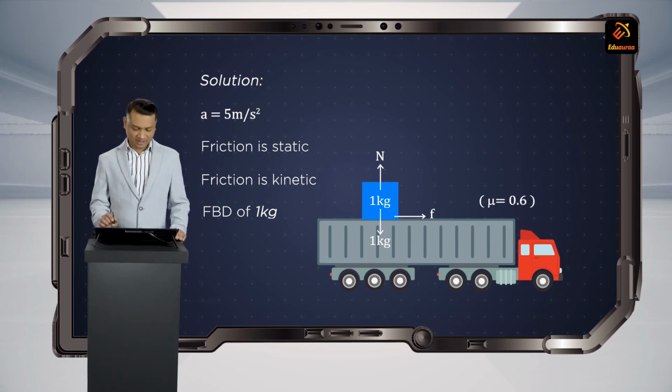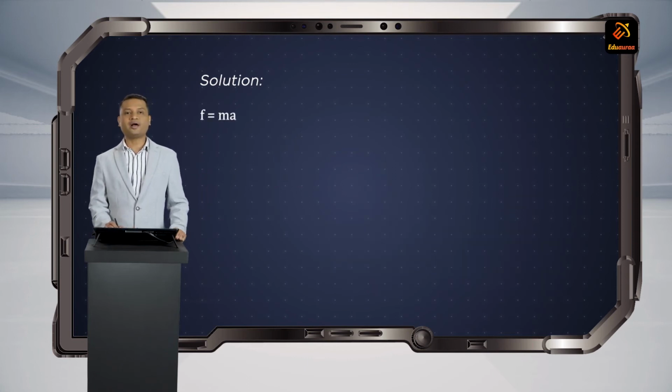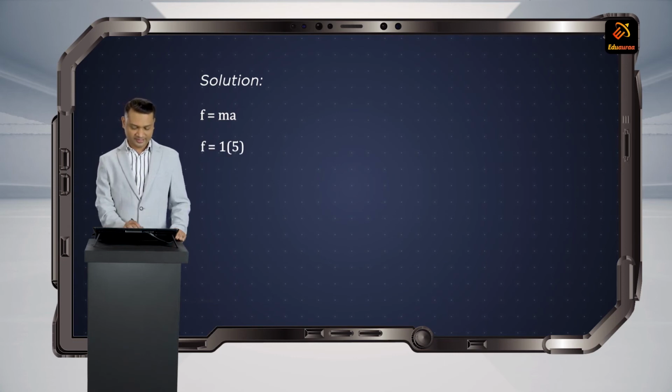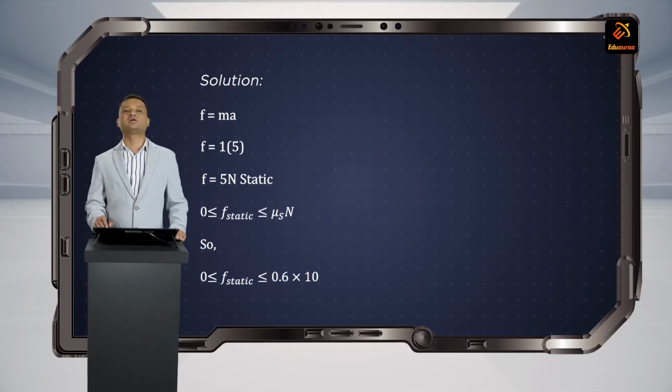We will consider the self-adjusting property of static friction, which gives F is equal to ma, which is 1 into 5, which comes out to be 5 Newton. We can say static friction of 5 Newton acts in this case. But let us check that this static friction is lying between the required values, which is 0 and mu_s N.